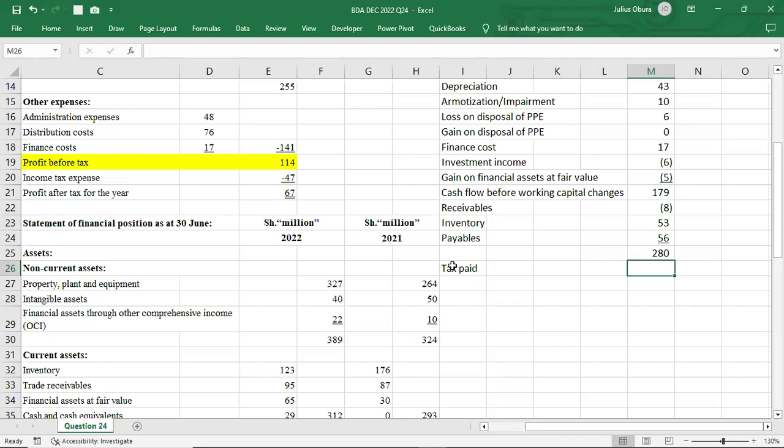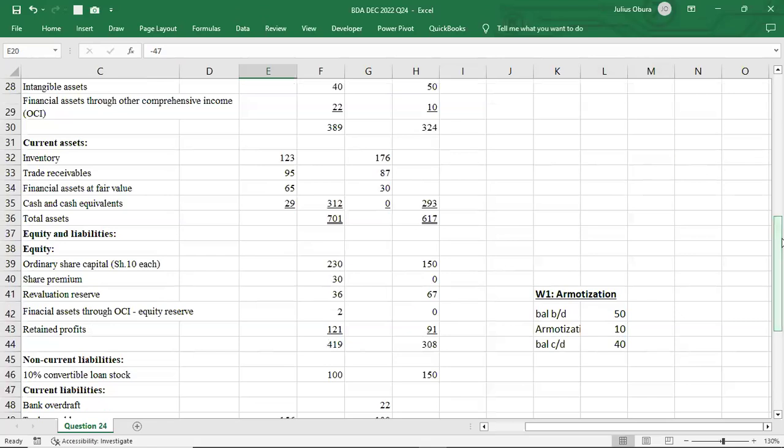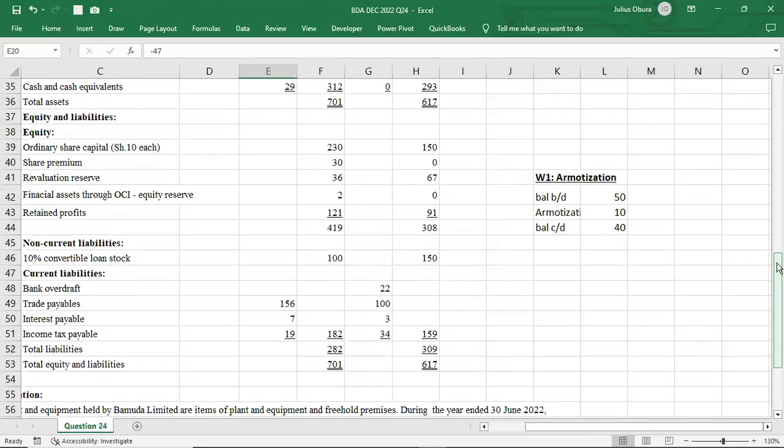For the tax paid, we need to do some working. We have 47, this is the closing. That was our tax expense during the period, but we have the income tax liability from our statement of financial position, with opening and closing. Normally, we don't take it directly like that. So let's do our working for tax.